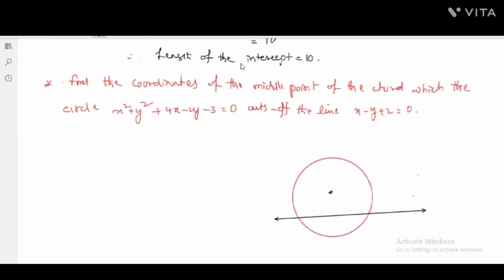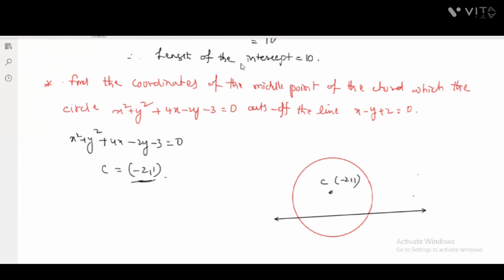So what is the center of the circle here? The given equation is x square plus y square plus 4x minus 2y minus 3 is equal to 0. The center of the circle is minus 2 comma 1. So minus 2 comma 1.